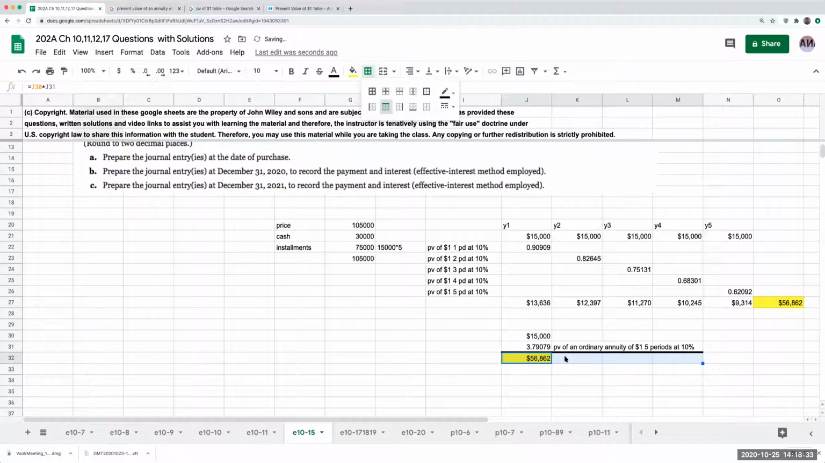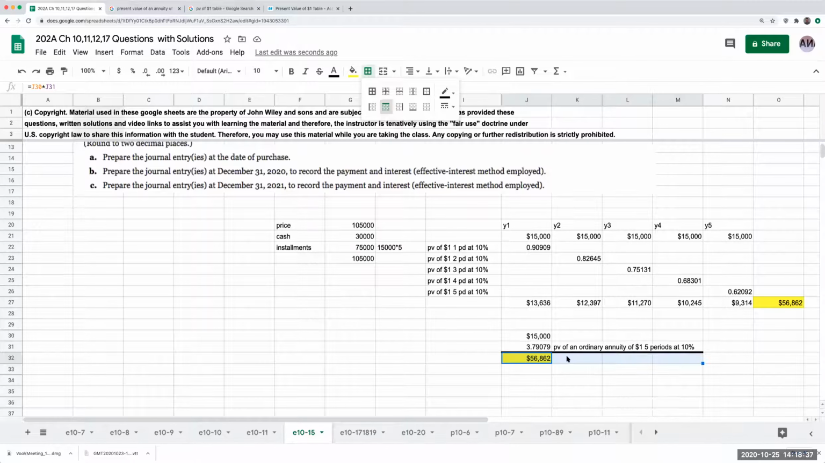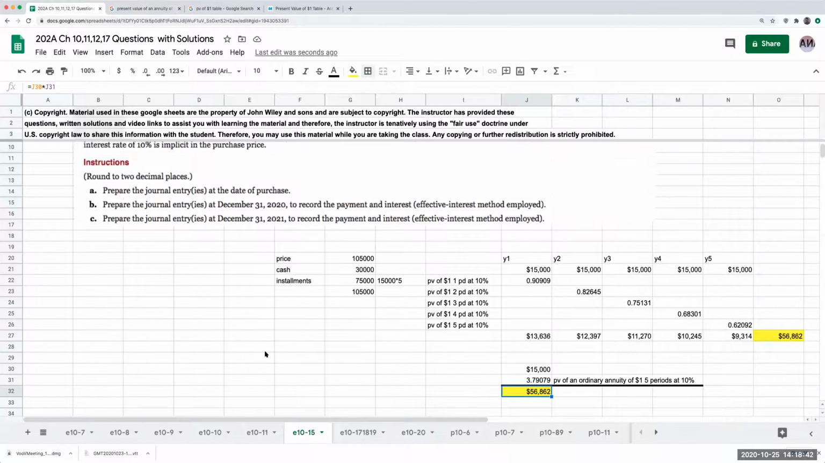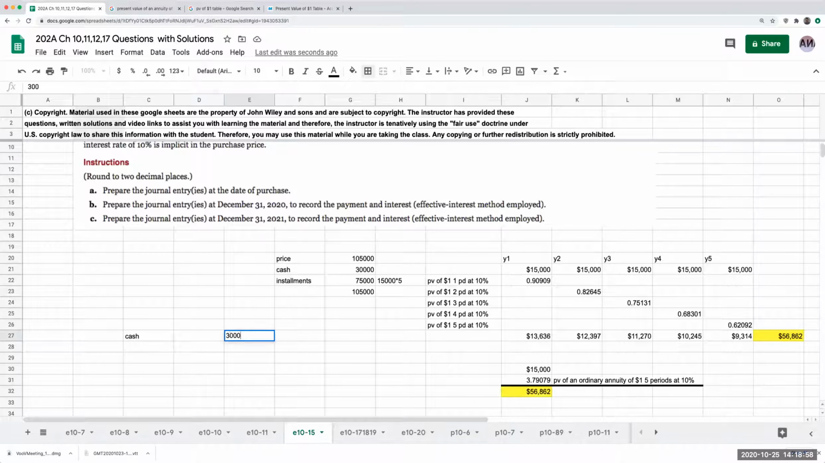So the value of these $15,000 payments is going to be a total of 56,862. The way I'm going to go through and record this is, okay, I know I'm paying cash for this equipment. I'm paying cash of a total of $30,000 down. I'm also going to have a note payable for 75,000.